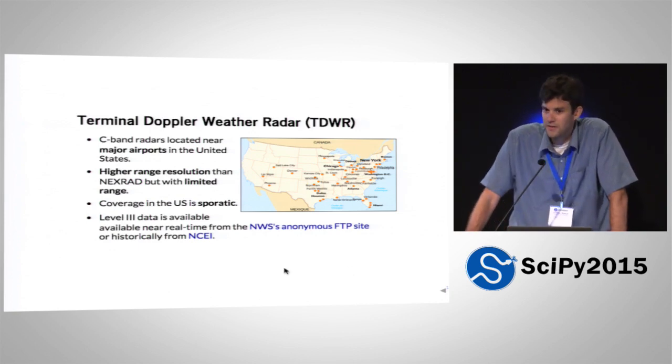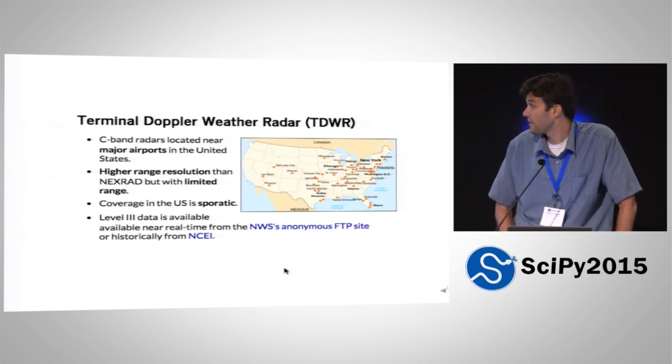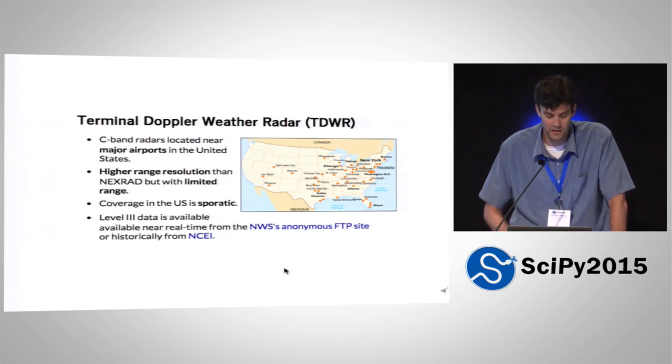Only Level 3 data is available to the public from these instruments. It's in the same format as NEXRAD Level 3, and you can get it from the same National Weather Service website or NCEI.